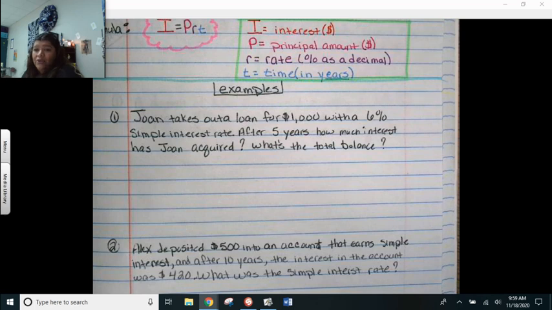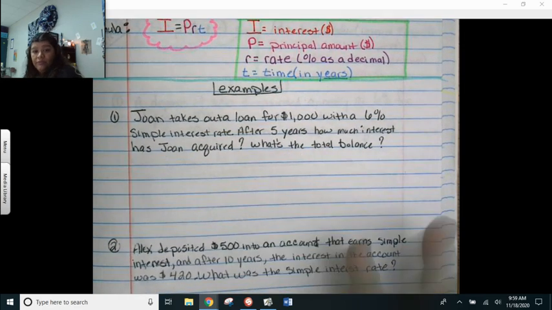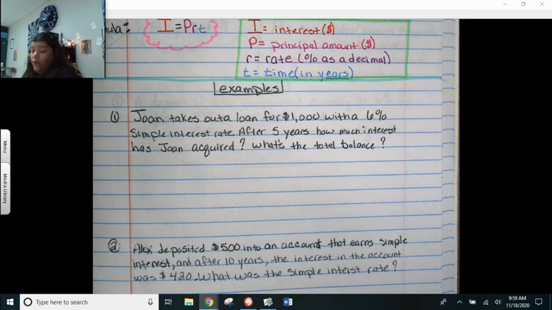Of course, on your multiple choice or on the STAR test, they're going to ask you either how much interest was earned or acquired, or the total balance. Here I did both so you can see how it works. So what tells me that I'm using this formula?